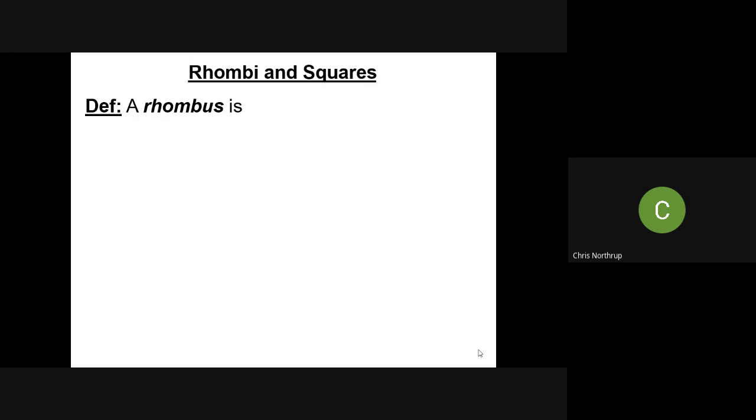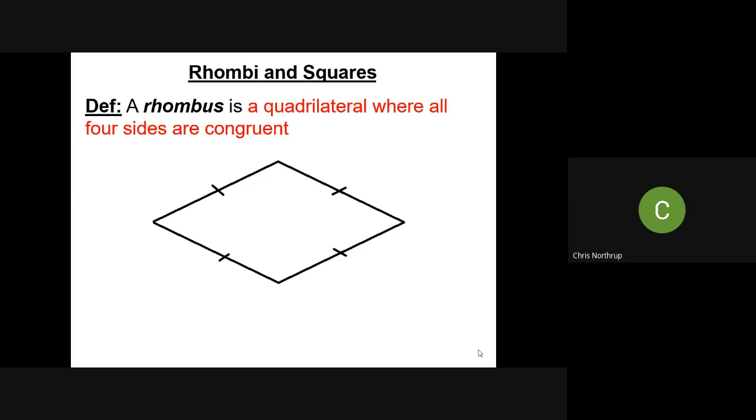In this video, we're going to take a look at two other parallelograms that we were not able to get to before the break. First one is called a rhombus. So a rhombus, it's a quadrilateral. It's got four sides where all four sides are congruent. So here's a classic example of a rhombus.